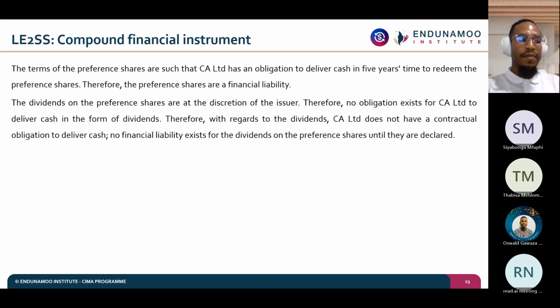At that point in time, CA Limited will recognize a financial liability, and the financial liability will be preference share dividends payable or preference share dividend liability. So the credit entry will be preference share dividend liability. The corresponding debit entry will be a preference share dividend, and it'll be going against equity. It can't be expense. The debit will not go against an expense, and it will not go against an asset.